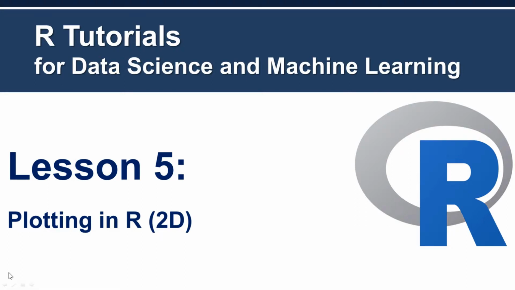My name is Kainton the Genius, and today we are going to continue with lesson 5 of our R tutorial for data science and machine learning. We are going to be looking at 2D plotting in R. 2D is necessary before you can move on to 3D, which is actually very interesting.